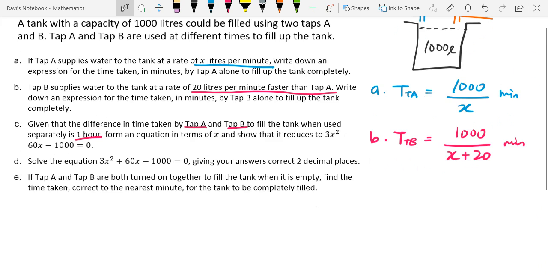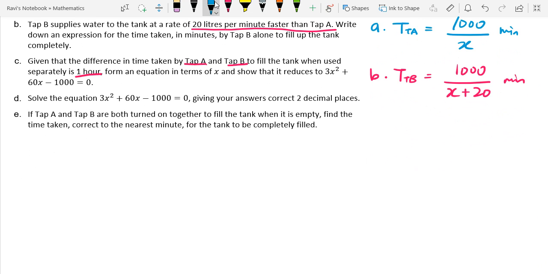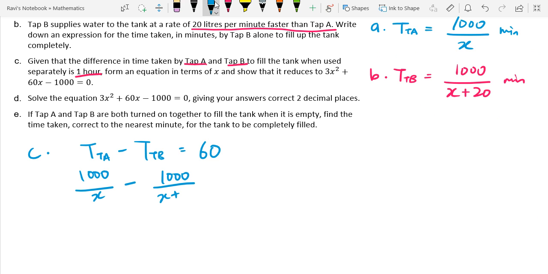Okay, so let me scroll this a bit. Okay, and we can see that right now here, part C, what I'm going to do is say that the time difference taken between tap A and tap B is equal to 1 hour, and 1 hour is 60 minutes. Okay, so since everything is given in minutes, the 1 hour you also need to convert to minutes. Okay, so this is 1,000 over X, subtract 1,000 over X plus 20 will give me 60.